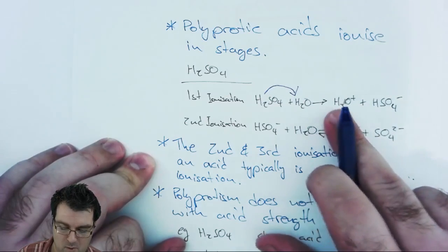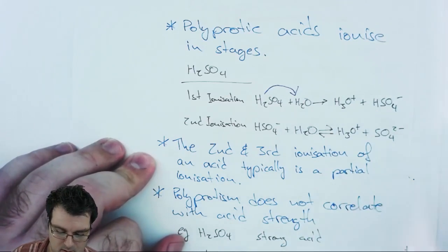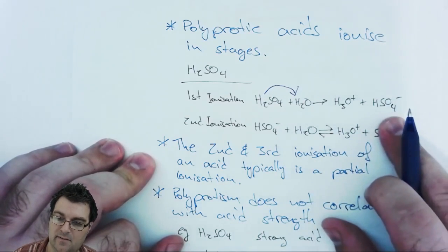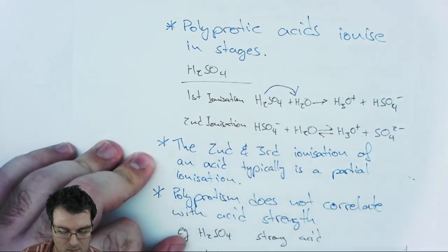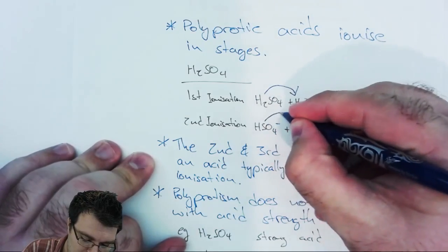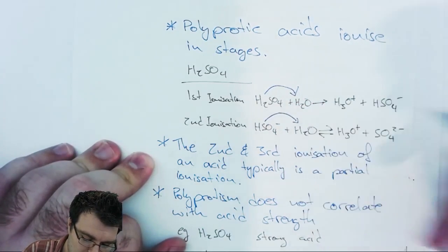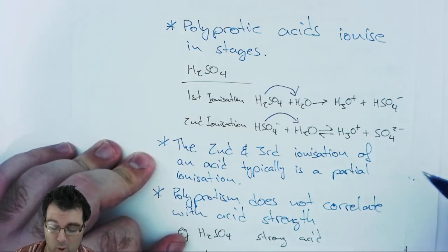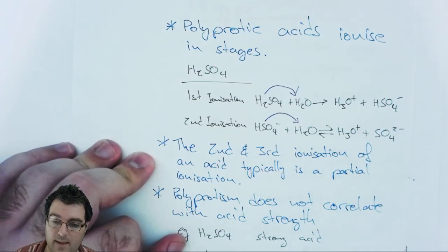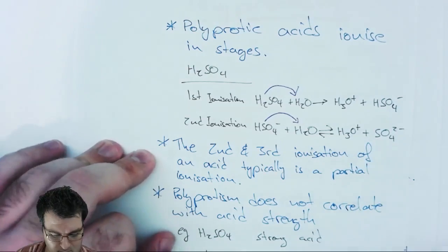and forms a hydronium ion, leaving behind the negative species shown just here. We also have a second ionization where it donates a second hydrogen ion to water, leaving behind the sulfate anion.